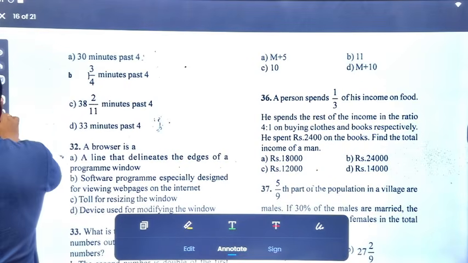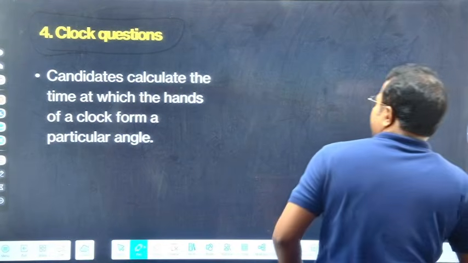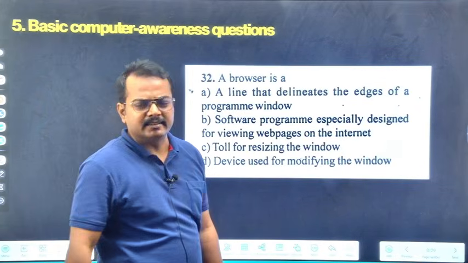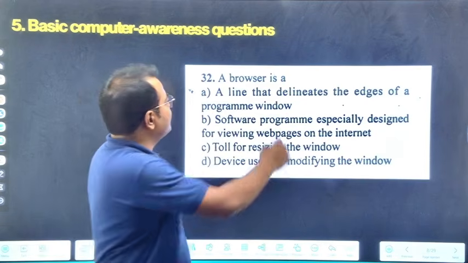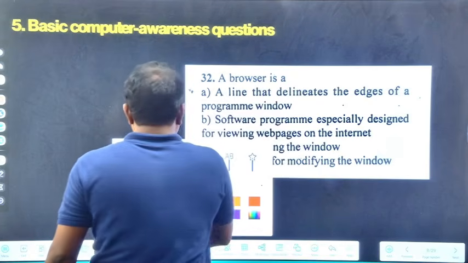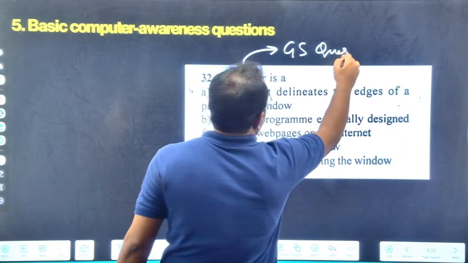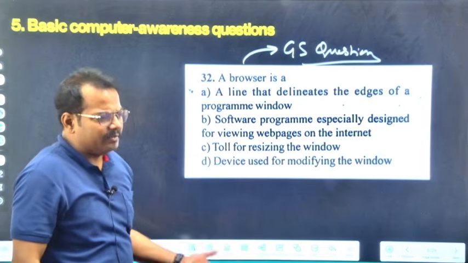Then the next segment, you understood the clock based question. Then the next one, I don't know why they have placed a question like this. This is a computer awareness kind of question. This is basically a GS question. It is not required in the CSAT paper. It is a GS question, but I think by mistake they have placed this kind of question here.